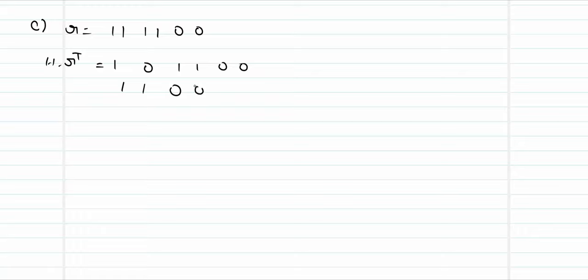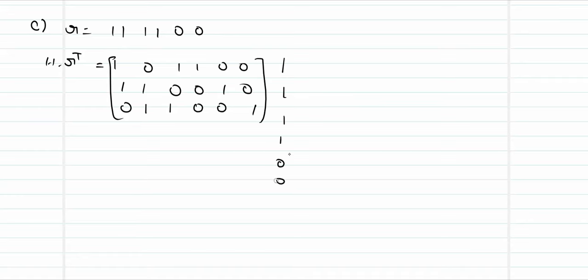For C, I have my received word as 1 1 1 1 0 0. So my H into R transpose will be 1 0 1 1 0 0, 1 1 0 0 1 0, 0 1 1 0 0 1. And now flip your R, 1 1 1 1 0 0. Now this has to be multiplied, so you will have to concentrate on 1 2 3 4.